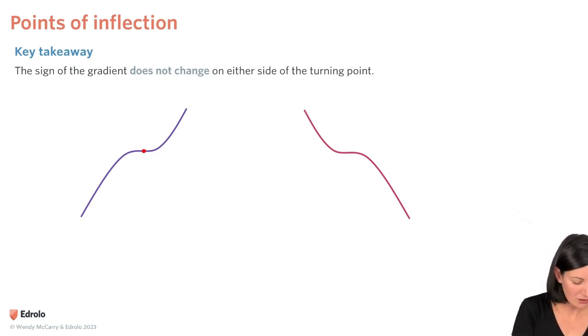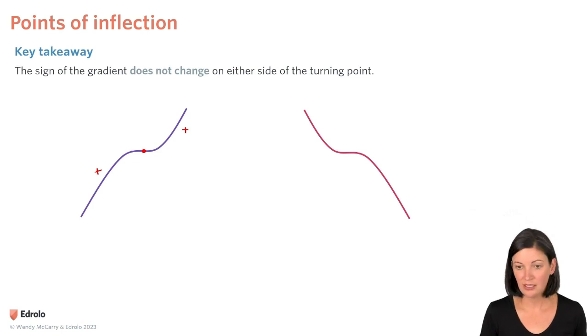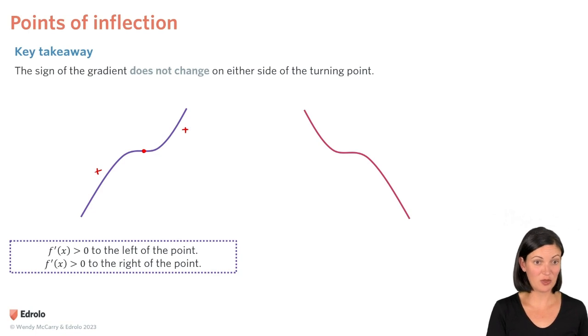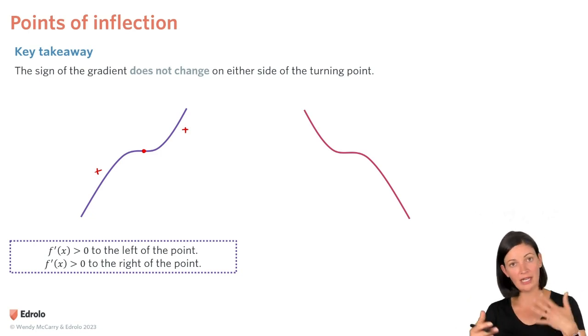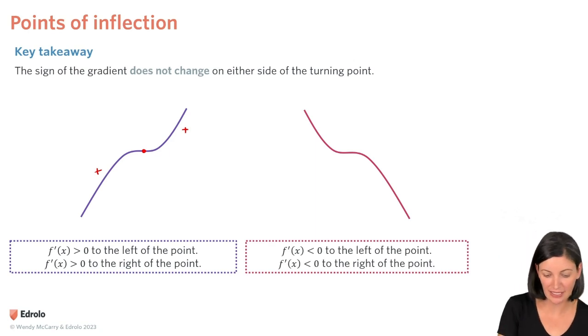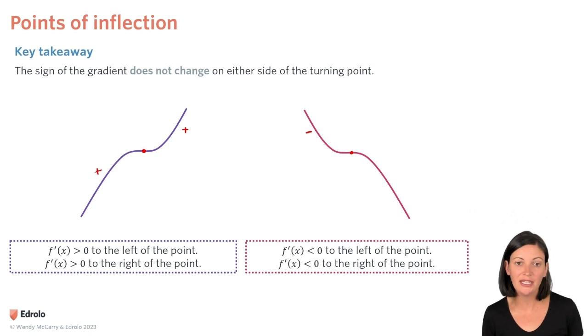You can see if you take a look at this curve, the gradient there is positive and it continues to be positive, okay? And so we could write this as the derivative of f is greater than 0 to the left, and it's greater than 0 to the right of the point. Or we can have the opposite happening, right? In that pink curve there, you can see that the gradient is negative. We might have our point of inflection here, and the gradient is still negative.